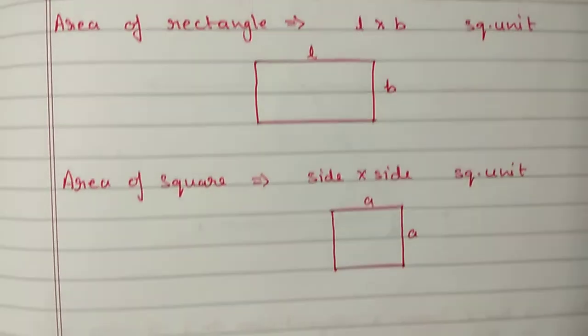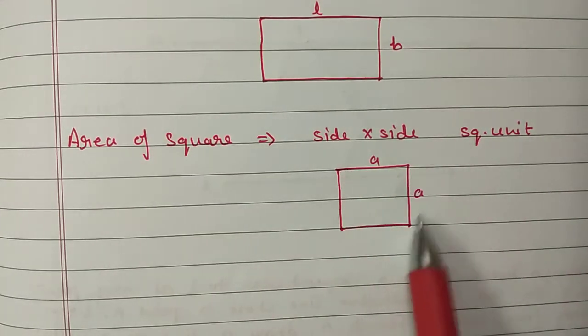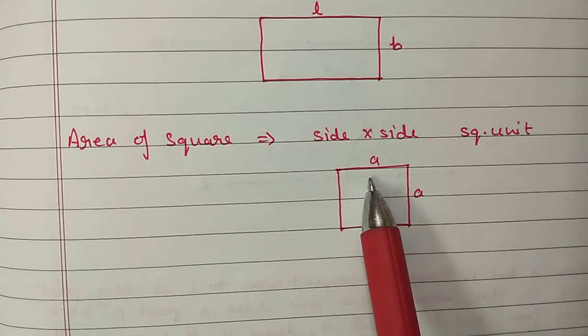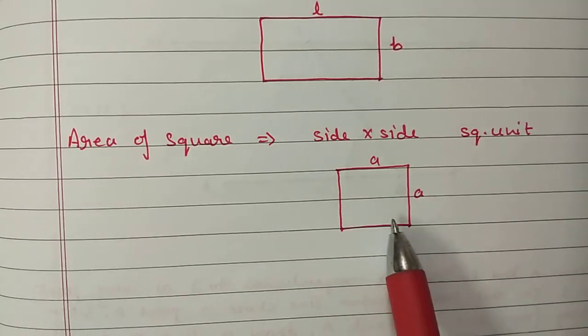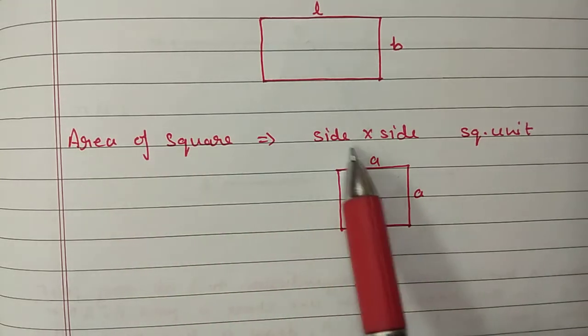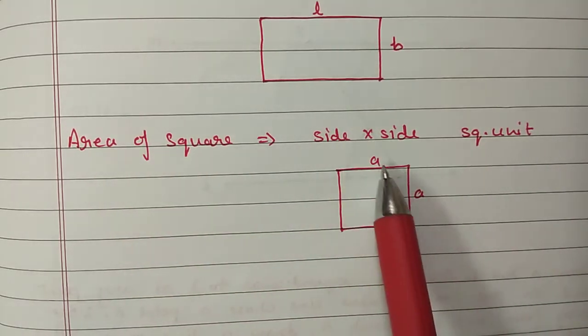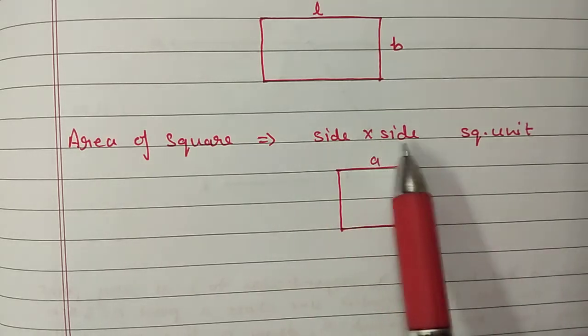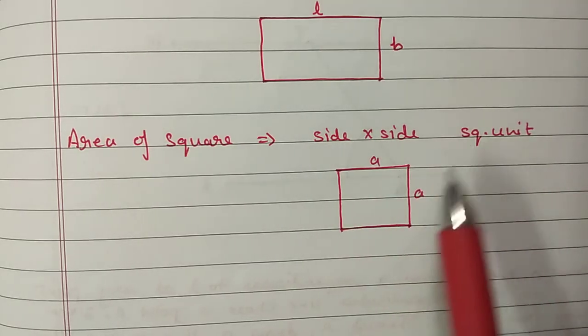Second figure: you will get a square when all four sides are equal. Then we will call it a square, and all these angles will be 90 degrees. The area of a square formula is side into side. So one side into another side, A into A, or we can write A square, square unit.